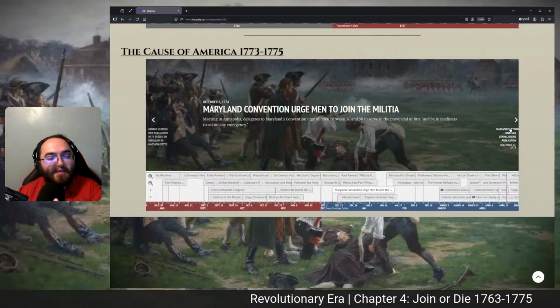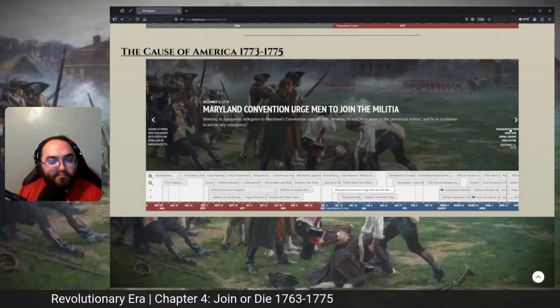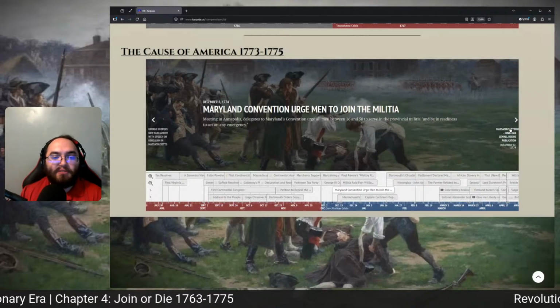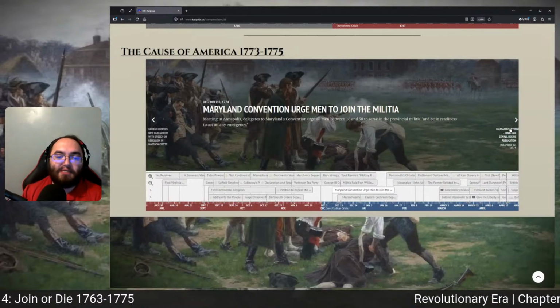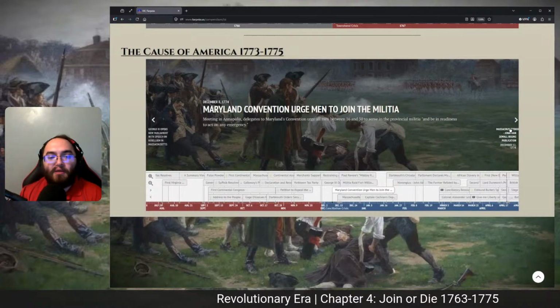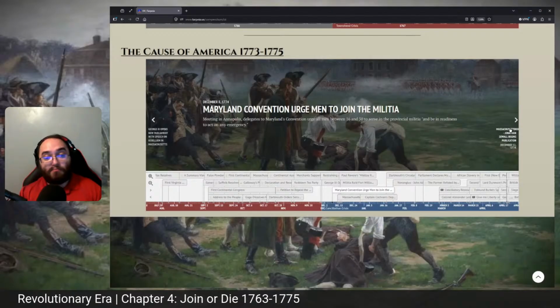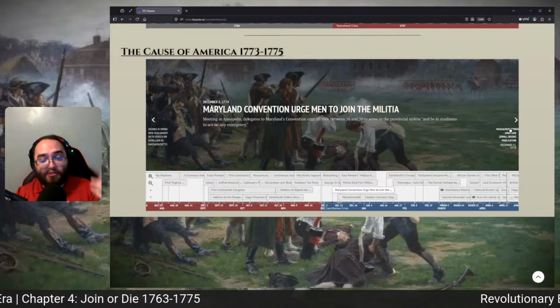Because of the king. Maryland convention will urge men to join the militia. Meeting in Annapolis, delegates to Maryland's convention urge all men between 16 and 50 to serve in the provincial militia and to be in readiness to act on any emergency. So now the colonies are preparing their militias.